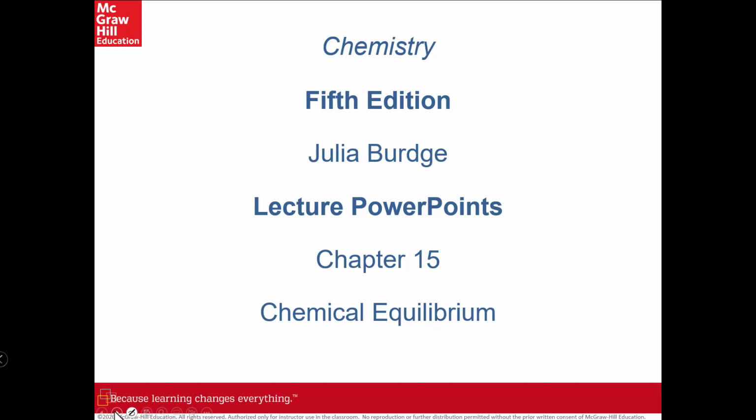But as the reaction progresses and products are formed, then what we're going to see is, if it's a reversible reaction where equilibrium can take place, some of the products will revert back to the reactants, and that's called a reversible reaction. So we're going to be focusing on reversible reactions in chapter 15 to reach chemical equilibrium.